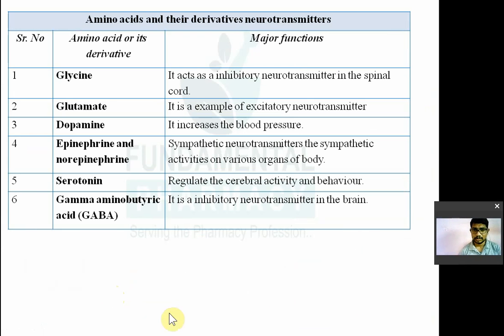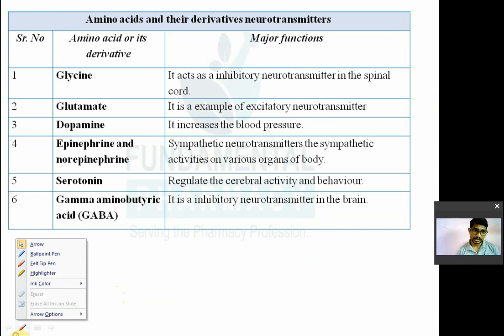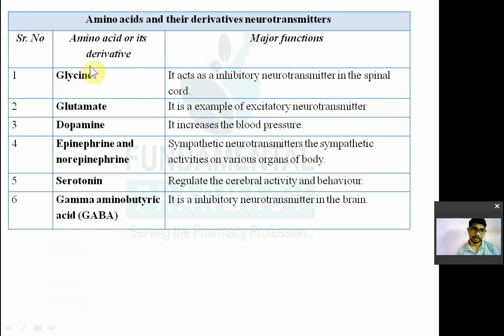There are a few amino acids which act as neurotransmitters or chemical messengers in the brain. Much of the neurotransmitter content in the brain is already amino acids. Directly amino acids include glycine and glutamate. Then GABA is also an amino acid. Then the derivatives of amino acids include dopamine, adrenaline and serotonin, derived from phenylalanine and tyrosine.